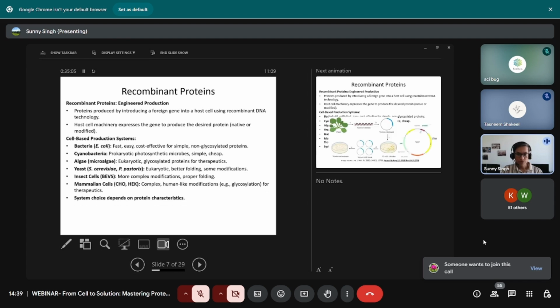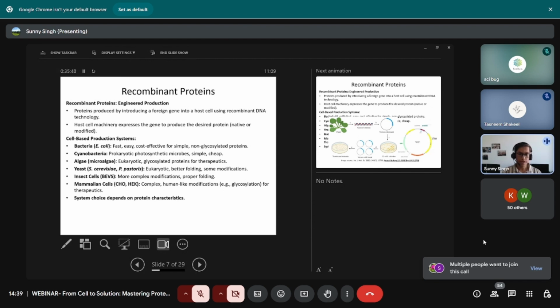So, cell-based production systems. Since you come from a microbiology background, or at least everyone has microbiology knowledge: bacteria are very fast, very easy, cost effective, simple, and produce non-glycosylated proteins. One thing to remember, if you are looking to produce a protein which has glycosylation, glycosylation has a very important part to play in a protein's function.